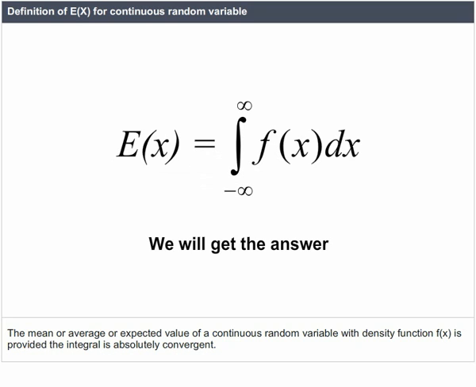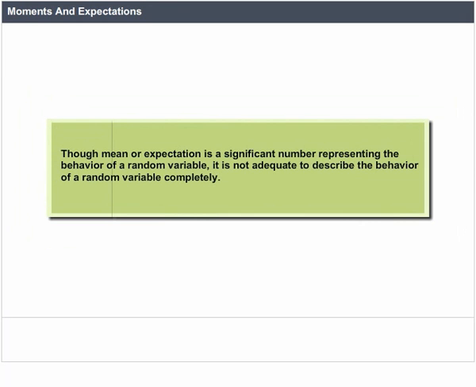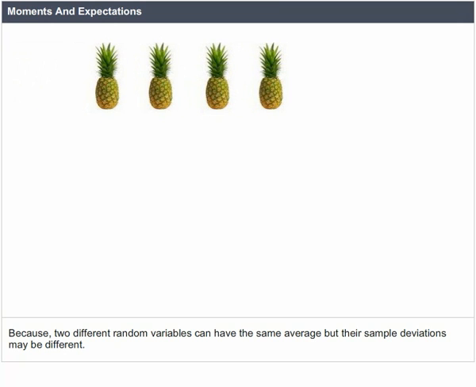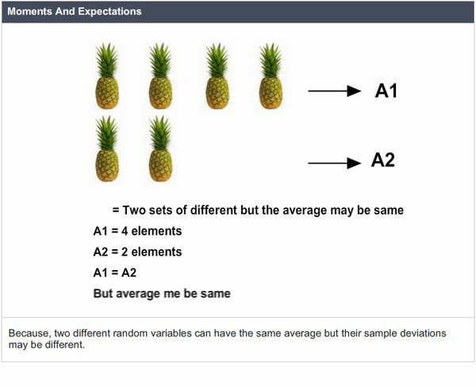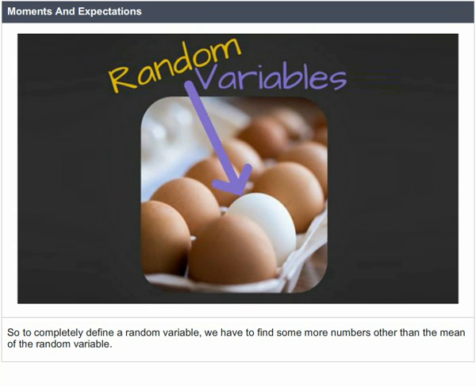Moments and expectations. Though mean or expectation is a significant number representing the behavior of a random variable, it is not adequate to describe the behavior of a random variable completely, because two different random variables can have the same average but the sample deviations may be different. A1, A2 are two different sets, but the average may be the same. A1 has 4 elements, A2 has 2 elements. A1 is not equal to A2, but the average may be the same. So to completely define a random variable, we have to find some more numbers other than the mean.